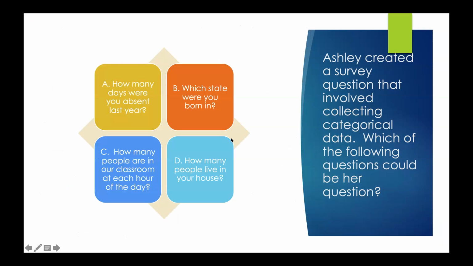Ashley created a survey question that involved collecting categorical data. Which of the following questions could be her question? A. How many days were you absent last year? B. Which state were you born in? C. How many people are in our classroom at each hour of the day? And finally, D. How many people live in your house? The correct answer is B.